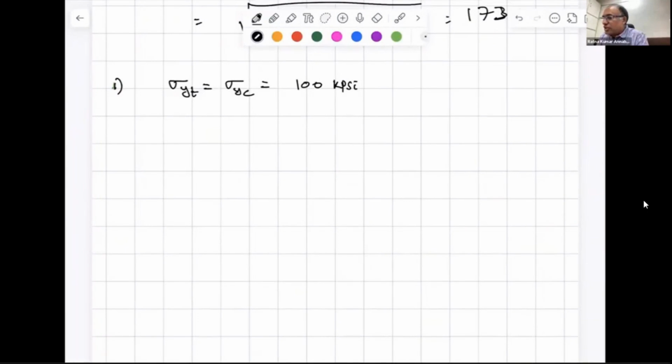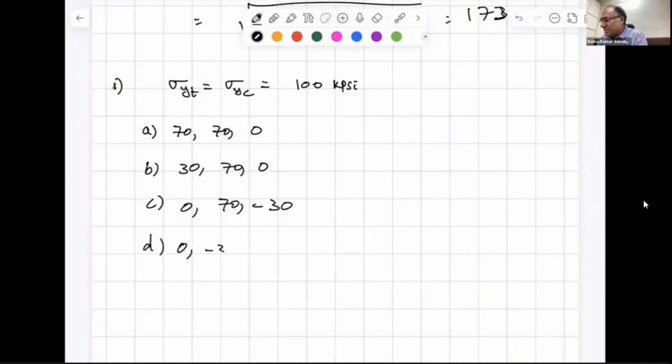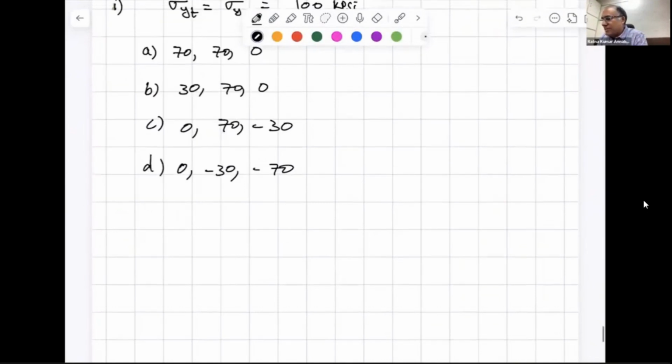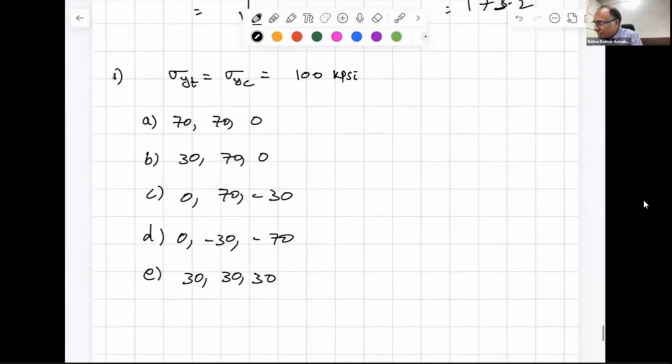Now, you need to estimate the factor of safety for the following states of stress: 70, 70, 0; 30, 70, 0; 0, 70, minus 30; 0, minus 30, minus 70; 30, 30, 30.